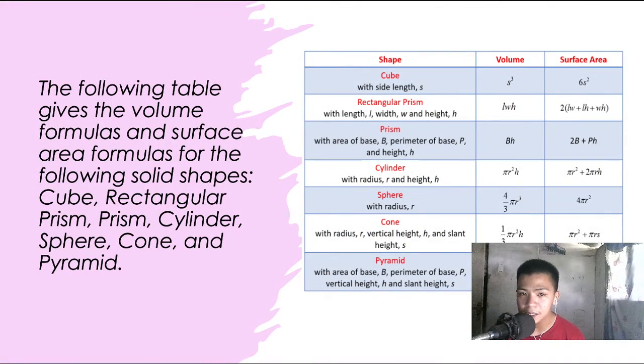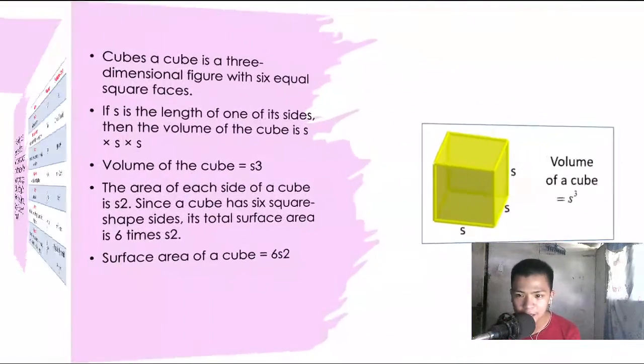In this slide, you will see the volume and surface area of the cube, rectangular prism, cylinder, sphere, cone, and the last is pyramid. So, take a look at the picture. Next slide. Also, take a look at the picture before we start in the next slide. I give you a minute. So, next slide.